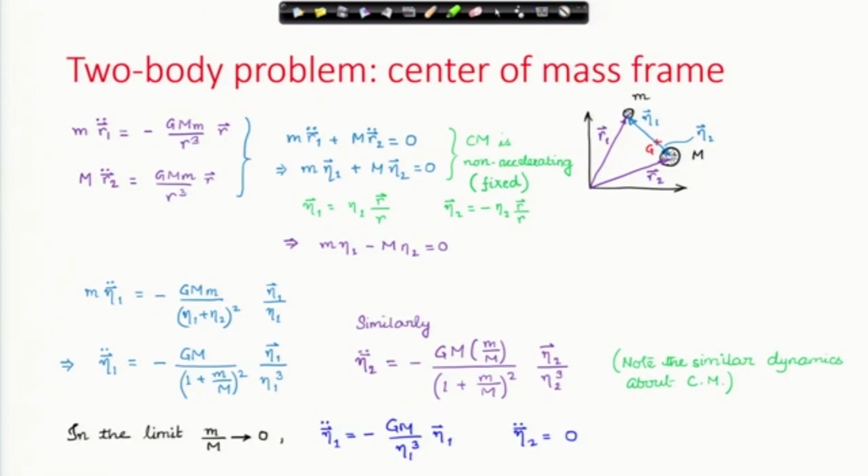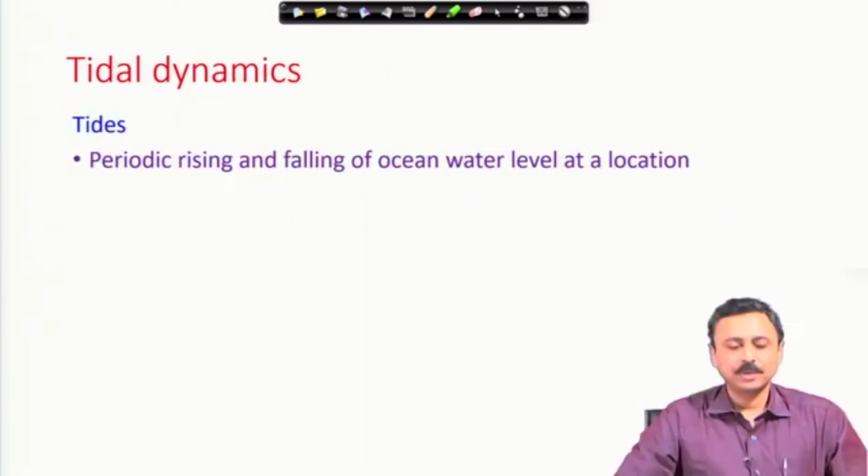So much for the central force motion problem. Let us now move to tidal dynamics. What are tides? Those who live at or have visited the ocean shore, or have seen the seashore for a considerable period of time, will note that there is a periodic rise and fall of the water level. This periodic rising and falling of the ocean water level at a particular location near the sea is known as tide.